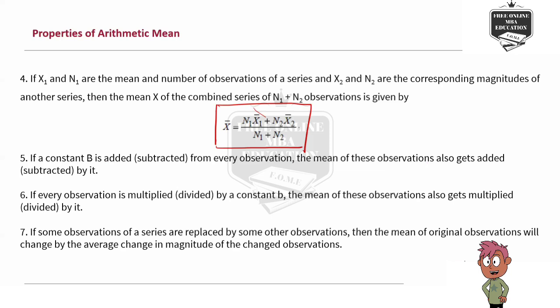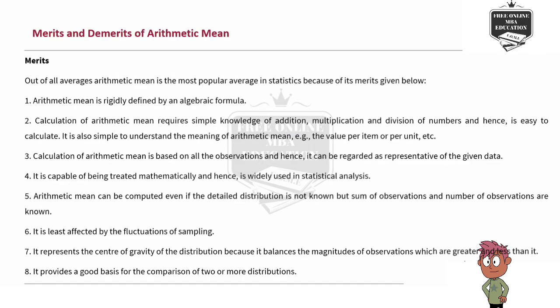So if each data point value in the data set is added by 5, then the mean would also be added by 5, or subtracted. If it is multiplied by a constant, then the mean also gets multiplied or divided by the same number. If the observations of a series are replaced by some other observations, like I did in that particular question, then the mean of the original observations will change by the average change in the magnitude of the changed observations.